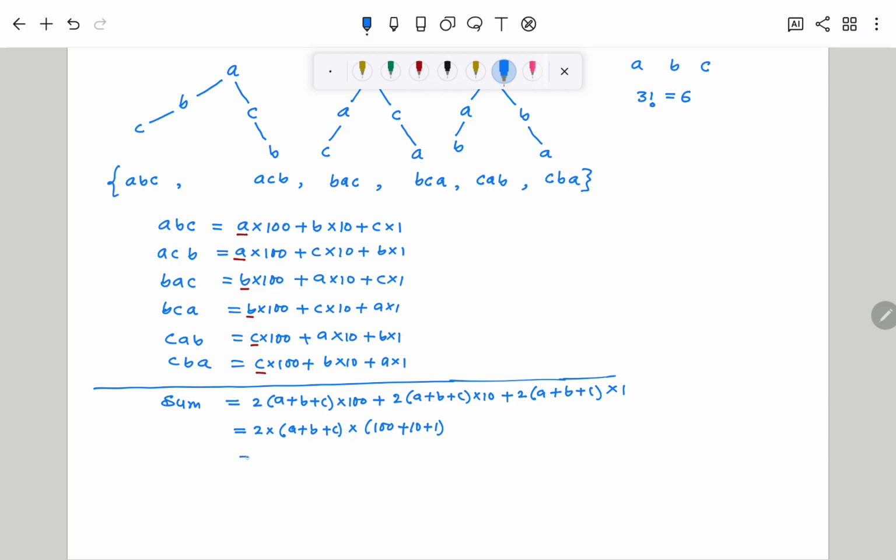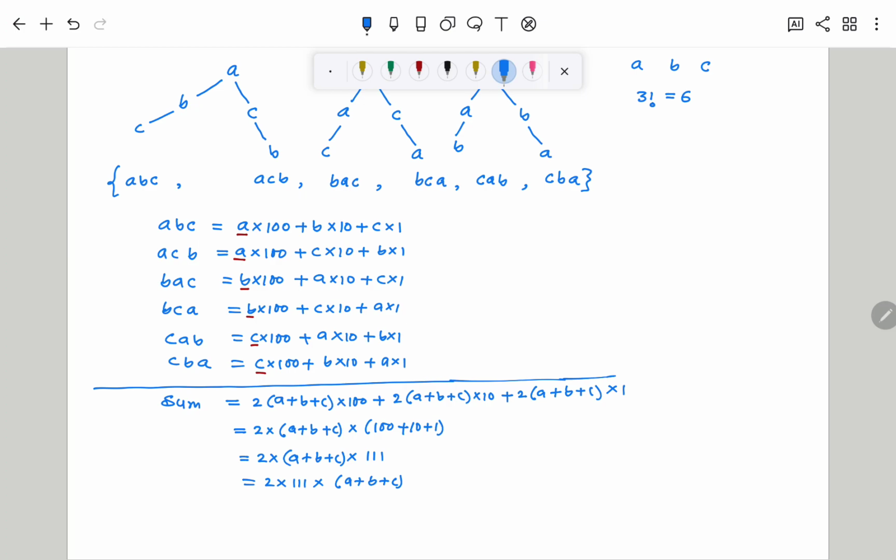So what do we get here? We basically get 2 into, I'm writing this part first. Let me write here a plus b plus c, and then it is 1 1 1. So we get 2 into 1 1 1 into a plus b plus c.